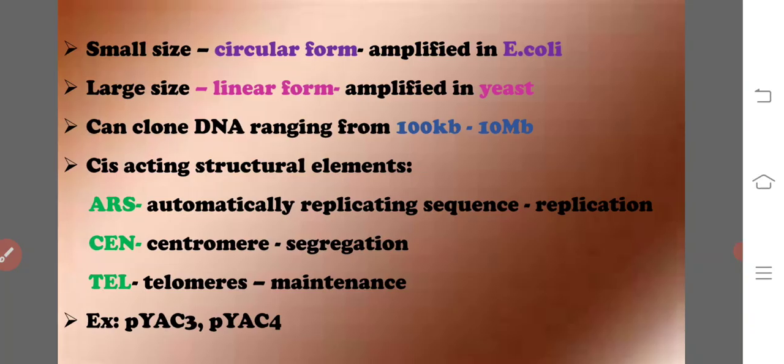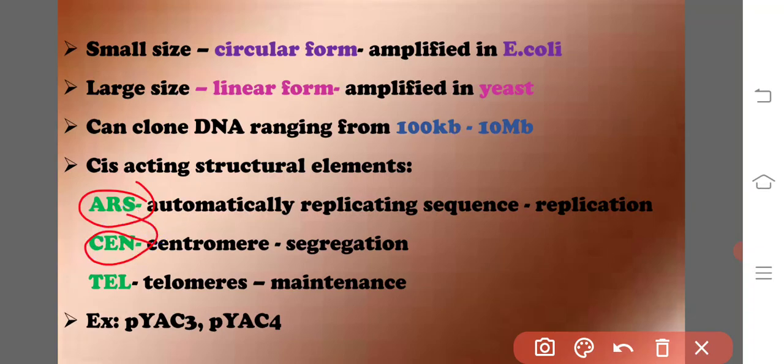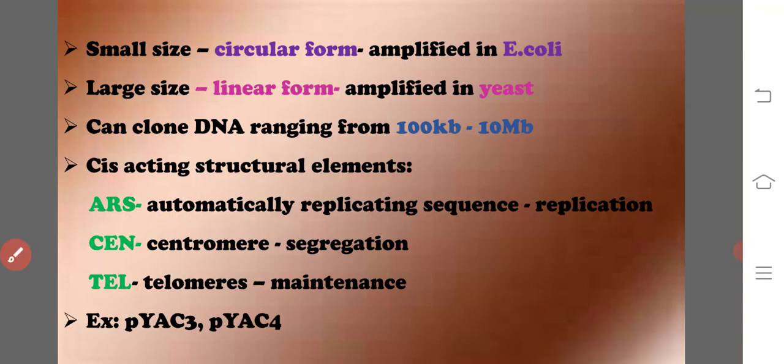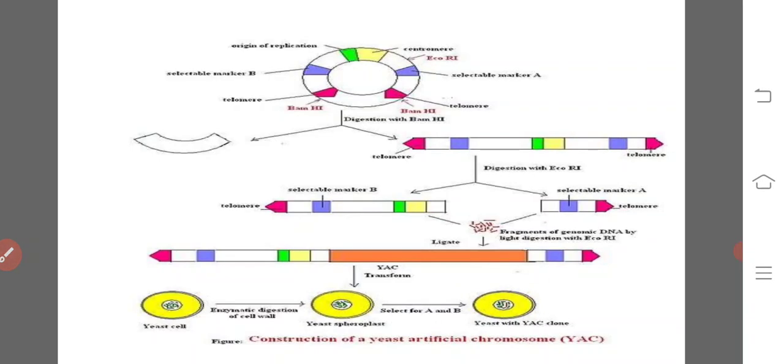The best examples for the yeast artificial chromosomes are pYAC3, pYAC4. So the specialty of the yeast artificial chromosome is containing ARS, automatically replicating sequences, for the replication, and centromere, CN, for the segregation, and TL, telomeres, for the maintenance of the yeast artificial chromosome. So this is the process of constructing the yeast artificial chromosome and utilizing the yeast artificial chromosome in the form of vectors.